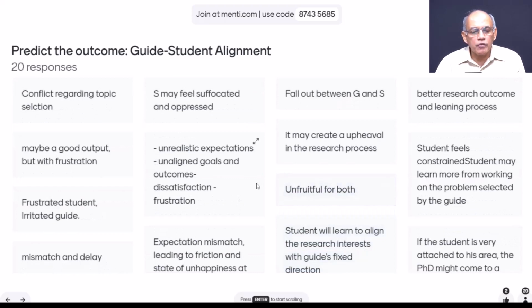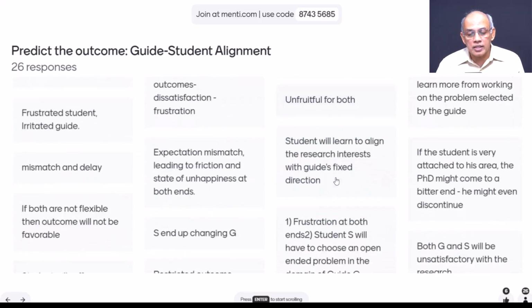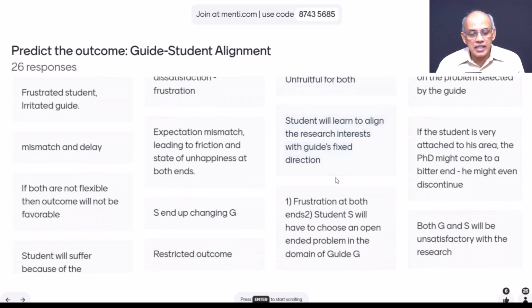So, I see a number of answers that are saying there will be a conflict, student may feel suffocated, there may be unfruitful for both, student feels constrained. But there are also responses which say better research outcome and learning process, maybe a good output with frustration. Student will learn to align the research interests with the guide's fixed direction. So, these are again important responses that we are seeing here.